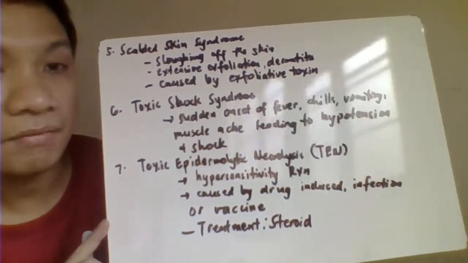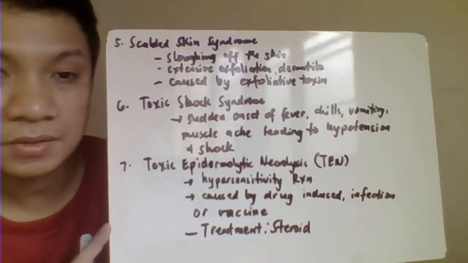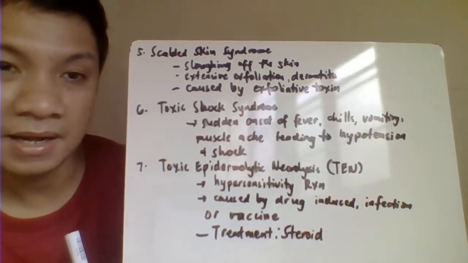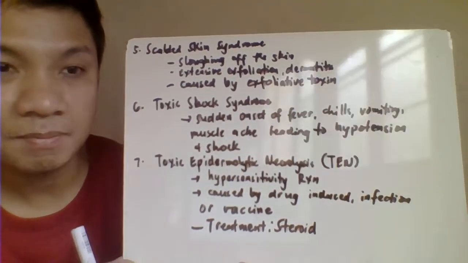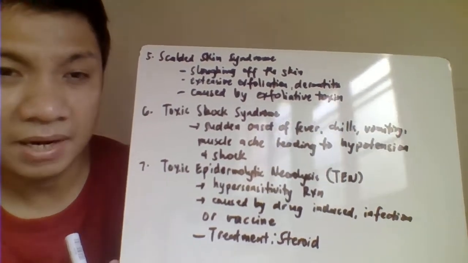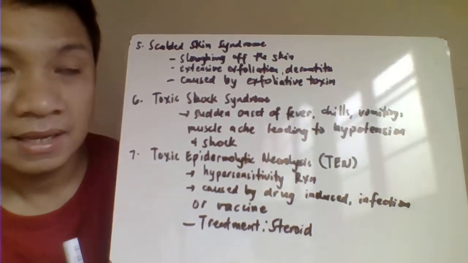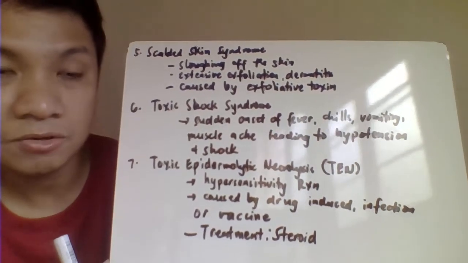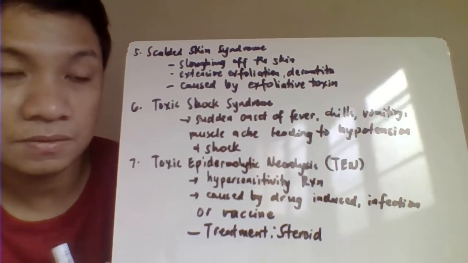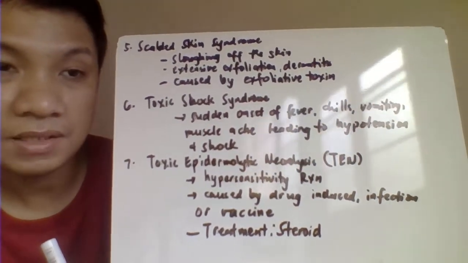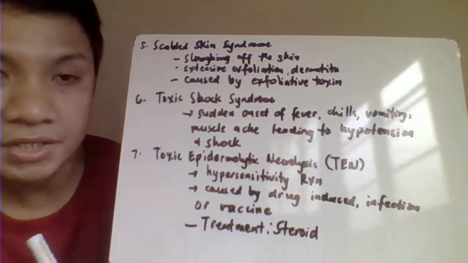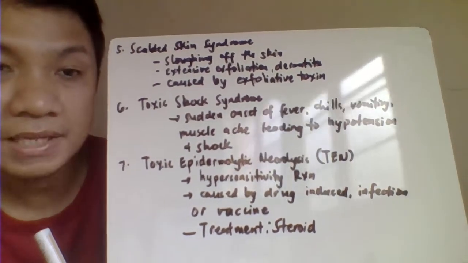On the next one, we have your scalded skin syndrome. Scalded skin syndrome usually manifests among infants, and it is characterized by excessive exfoliation or dermatitis. So the skin looks like it is peeling off. Your scalded skin syndrome is actually caused by the exfoliative toxin produced by your Staph aureus. Again, another name for your exfoliative toxin is epidermolytic toxin.